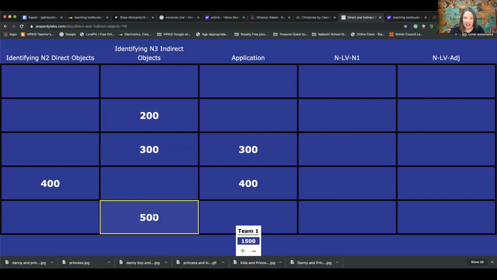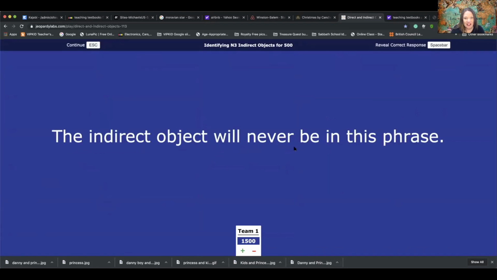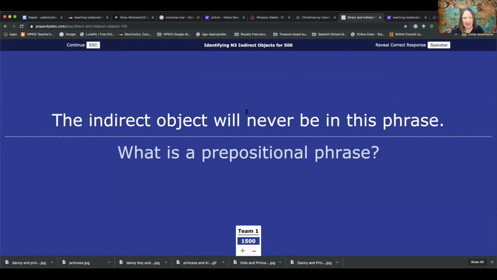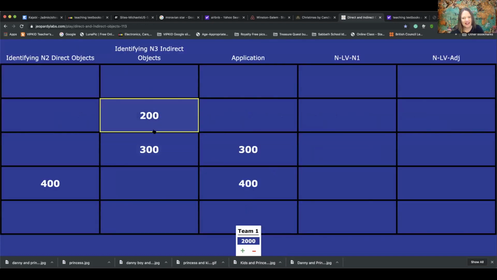Let's do identifying indirect objects for 500. The indirect object will never be in this phrase. What is a prepositional phrase? And I hope you got this, so I'm going to give you points, and you have 2,000 now. Awesome.